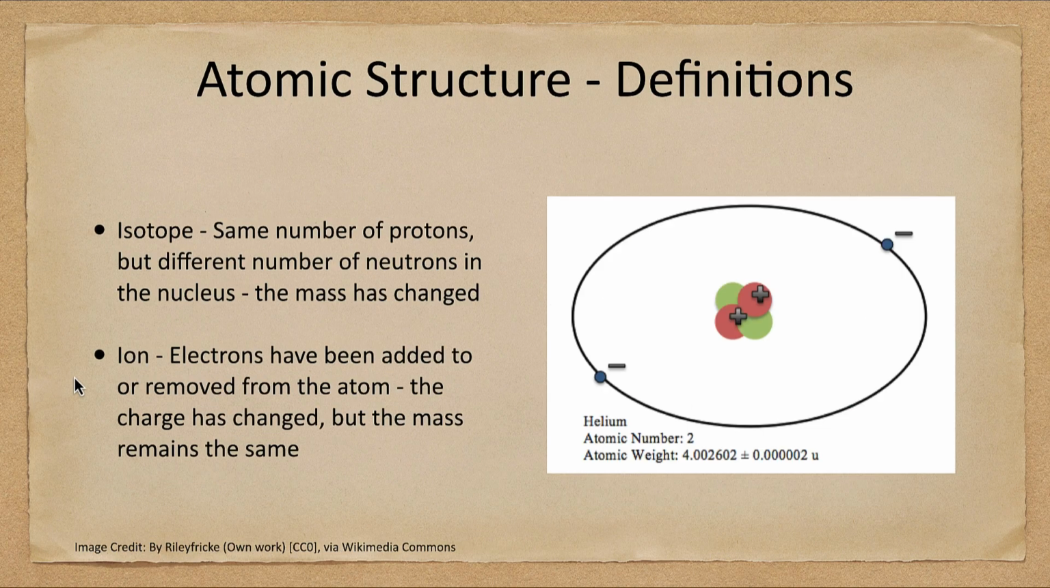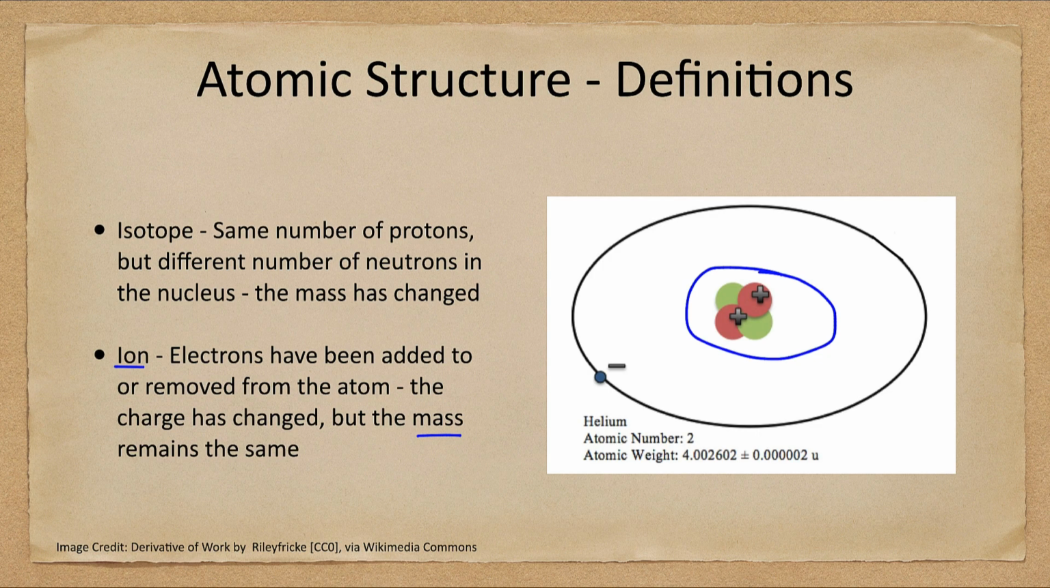Now ions are a little different. Ions involve the electrons. So in an ion, electrons have been added or removed from the atom. In this case, the mass stays the same because the mass is all concentrated at the center in the protons and neutrons. However, we can either take away or add an electron. Let's look at taking one away, and there it's gone. And now we still have a helium atom with the same mass.